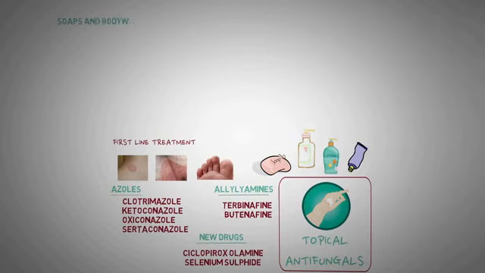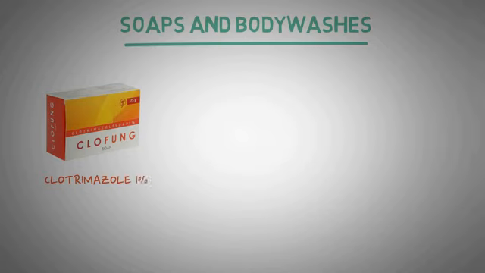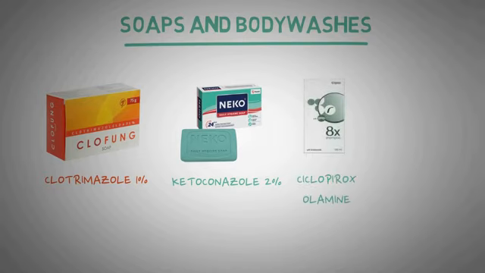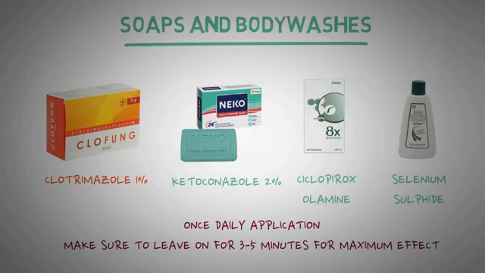Now you can start the treatment with a soap or body wash containing clotrimazole 1% or ketoconazole 2% and use that to wash your body every day. You can also use ciclopirox olamine or selenium sulfide washes, especially if you are having fungal infections of the scalp or hair. When you apply the soap or the body wash, make sure to leave it on for a few minutes before you wash it off so as to have the maximum antifungal effect.